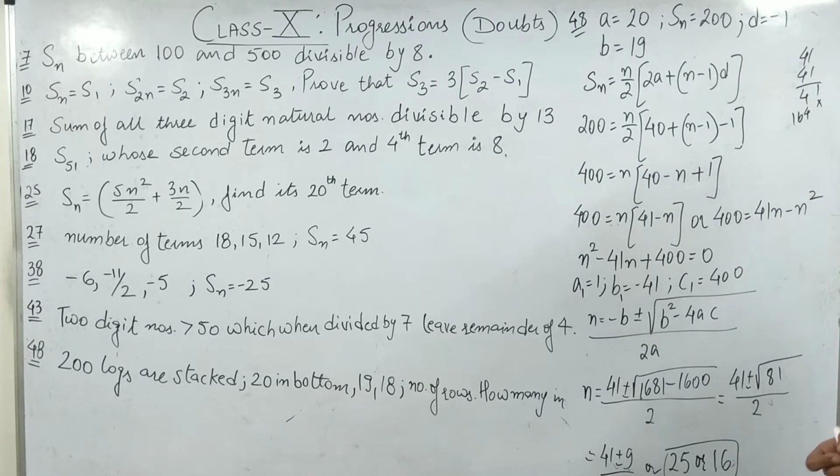But then which one is right and which one is not? How do we come to know? Let's check. They are also asking the number of rows, and how many are in the top row? So guys, first of all, 25 and 16, two numbers are coming up for n in Sn.